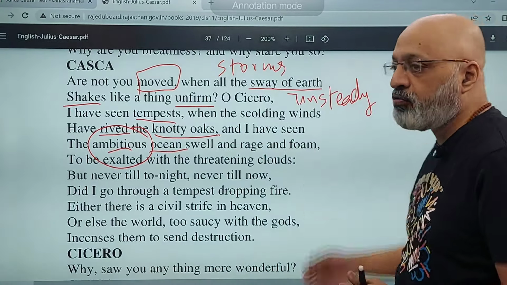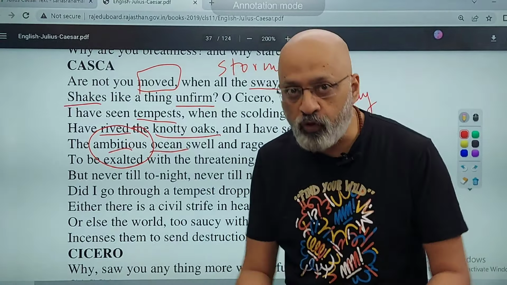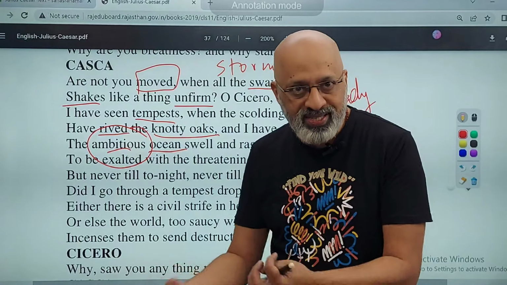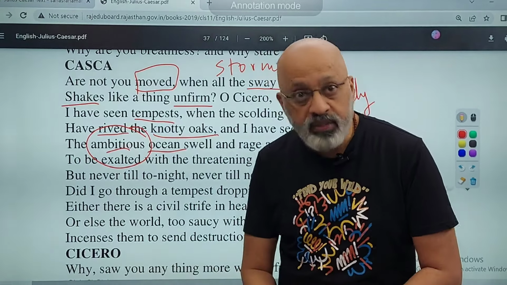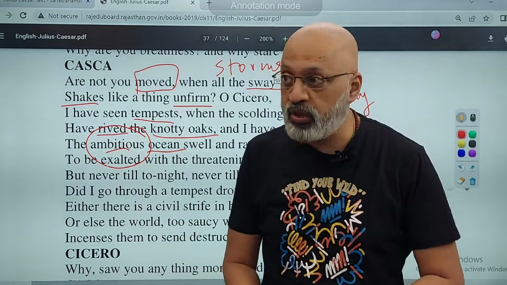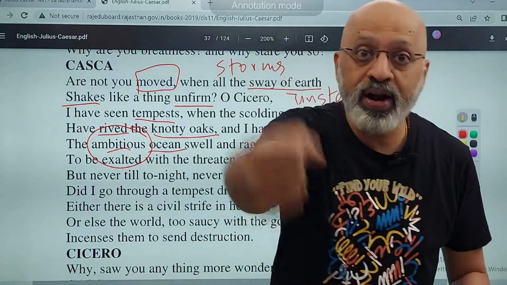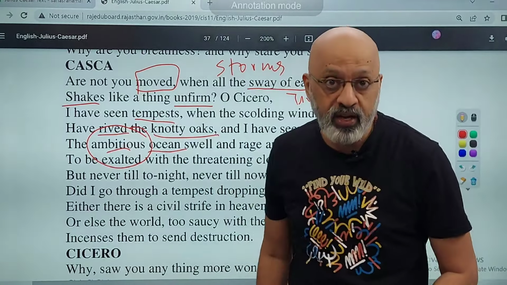Swell and rage and foam. So I have seen the ocean swell and rage and foam. Foam means, when you go to the beach, you find all the saline water of the ocean almost like foaming, right? They are swelling, they come up and down, and there is a sense of rage, as though it's very angry. The waves come as though they want to make a point and show their anger at the people standing on the beach.